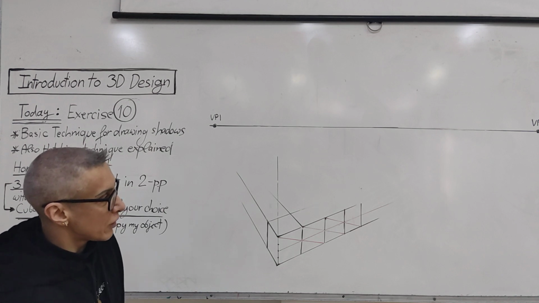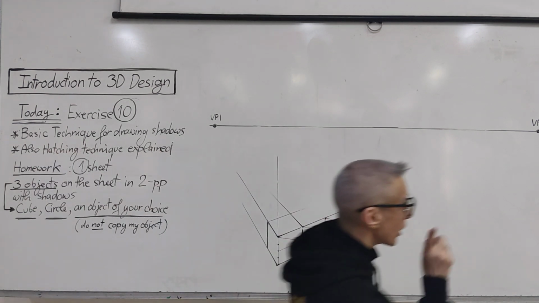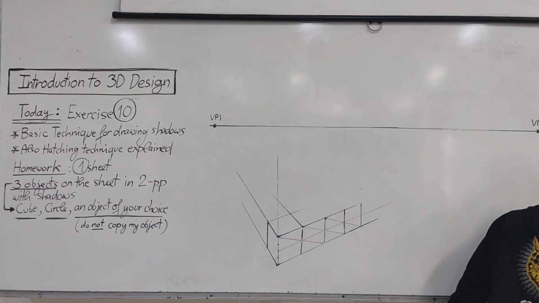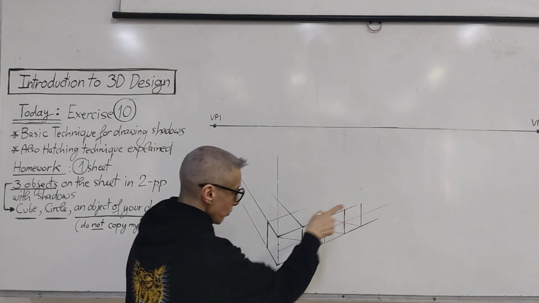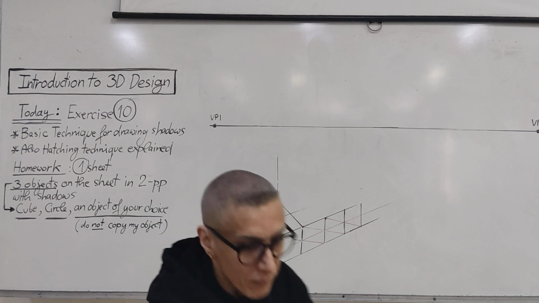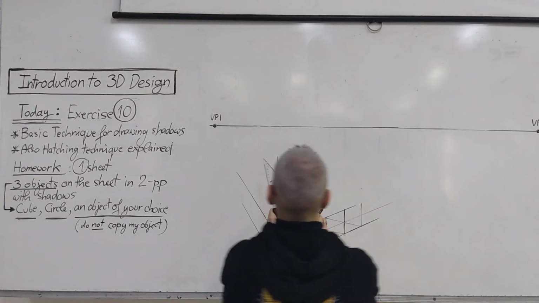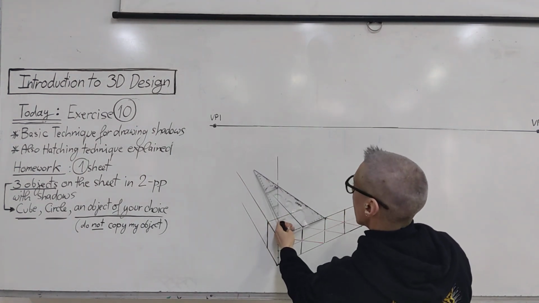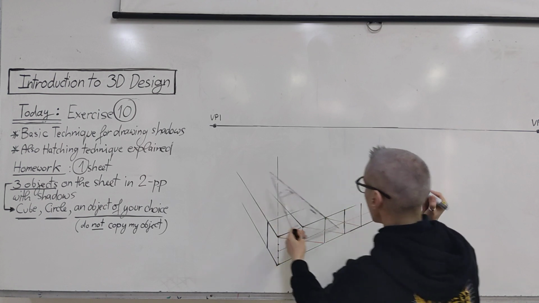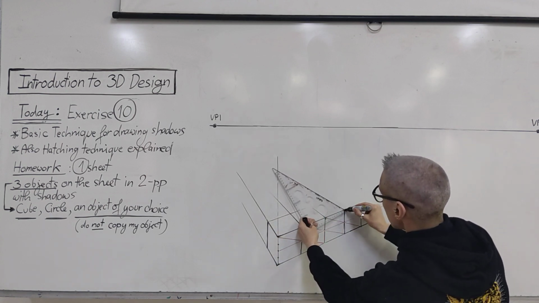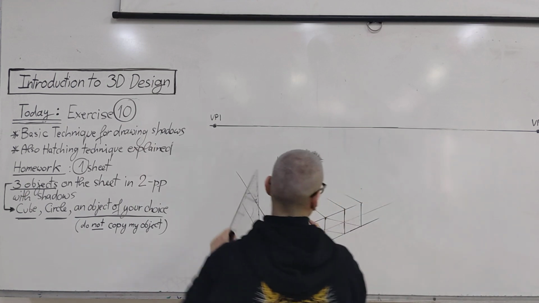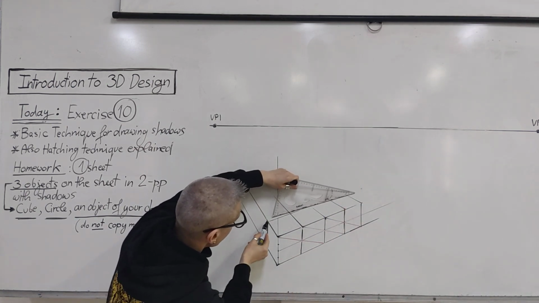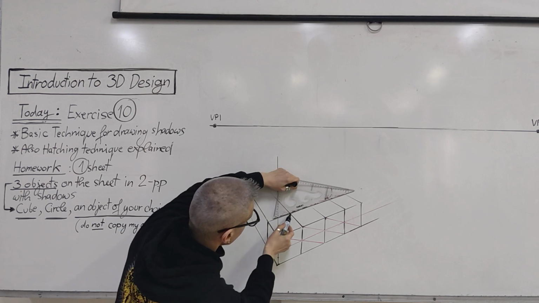Now, let's continue. So we have here 1, 2, 3, 4 cubes, 4 by 4 centimeters. Now, these are not complete. We will complete them by taking them to the vanishing points. So we will take this to the vanishing point, and vanishing point, and to the vanishing point. Now, where do they end? Of course, where this line here ends. So we will take this.